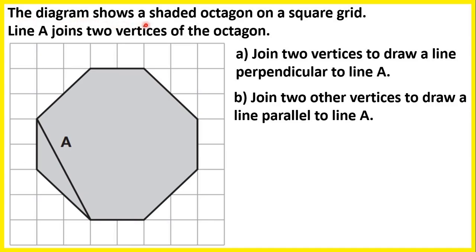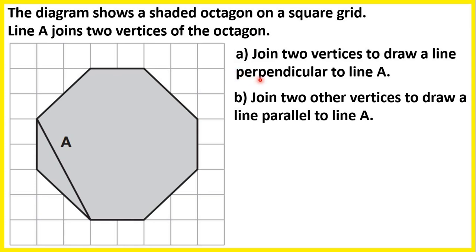The diagram shows a shaded octagon on a square grid. Line A joins two vertices of the octagon. We need to join two vertices to draw a line perpendicular to line A.